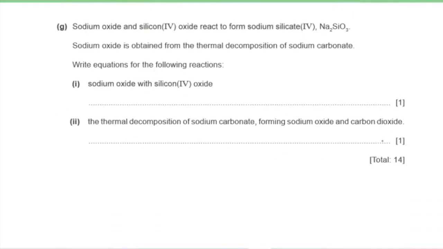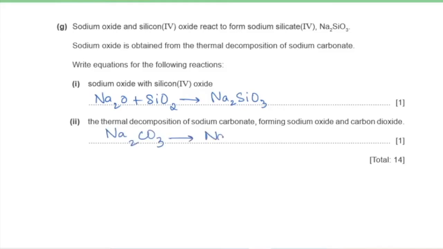Part G, sodium oxide and silicon-4 oxide react to form sodium silicate. Sodium oxide is obtained from the thermal decomposition of sodium carbonate. Write equations for the following reactions. Sodium oxide plus silicon-4 oxide gives us sodium silicate, which is Na2SiO3. That's completely balanced already. The thermal decomposition of sodium carbonate forming sodium oxide and carbon dioxide. So sodium carbonate decomposes to sodium oxide plus carbon dioxide.